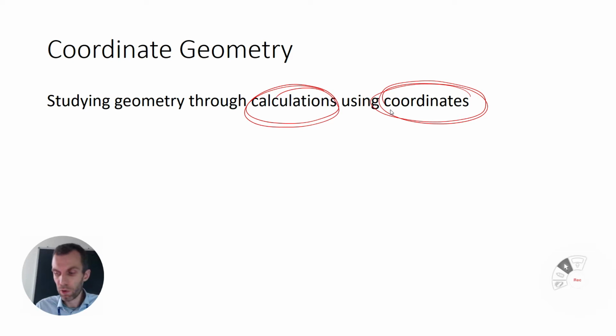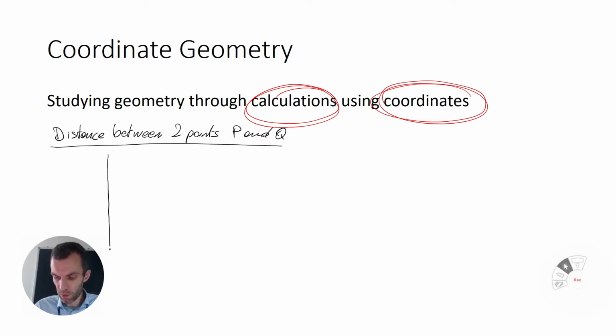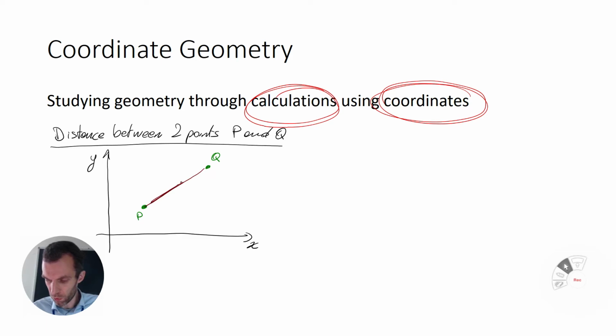So as an example of what coordinate geometry gives us, let's start with computing the distance between 2 points P and Q. And so let's make a nice figure. I have my X and my Y axis. And then I have a point P here and a point Q here. And we want to know the length of this brown line in between the two.